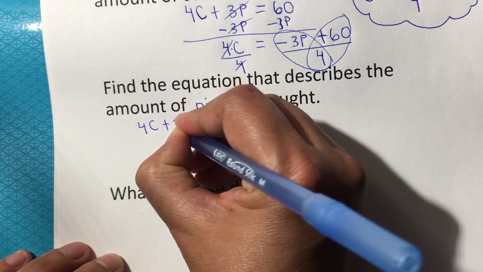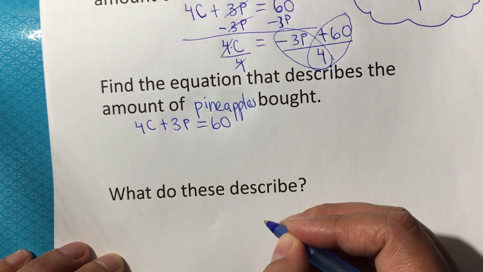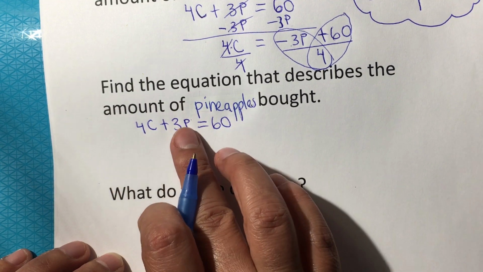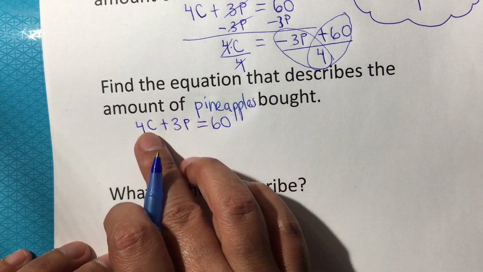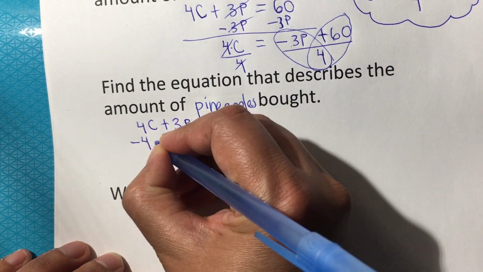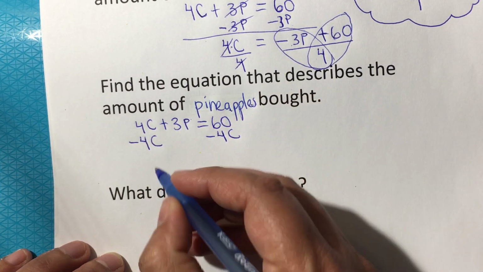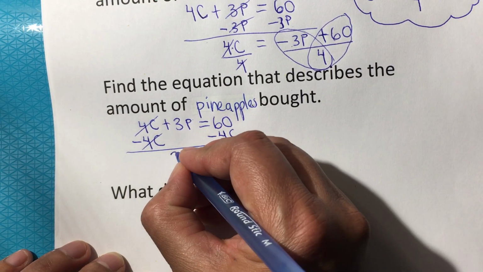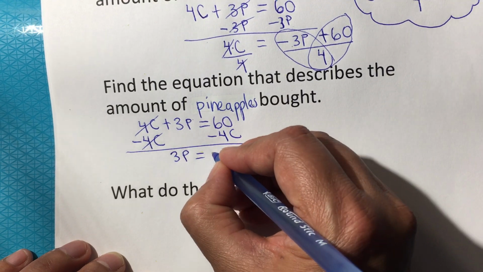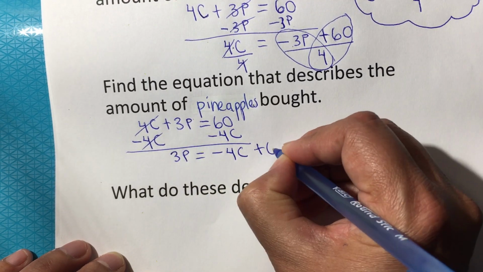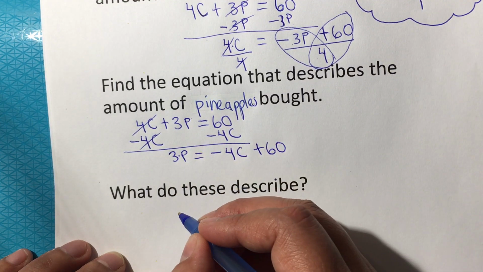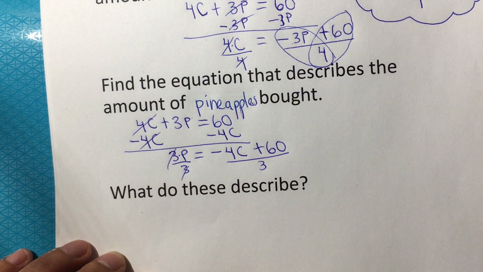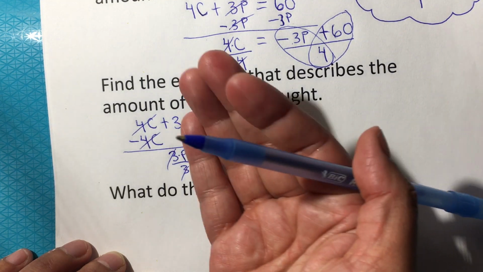So okay, again we start with the same. 4C plus 3P equals 60. But now we want to find in terms of P. So what we're going to subtract, if we want to leave P by itself, is get rid of that 4C on both sides. We're subtracting the other term, okay? And so we have 3P is equal to negative 4C plus 60. If we're multiplying, the opposite is to divide both sides by 3. That cancels, and we end up with P by itself.